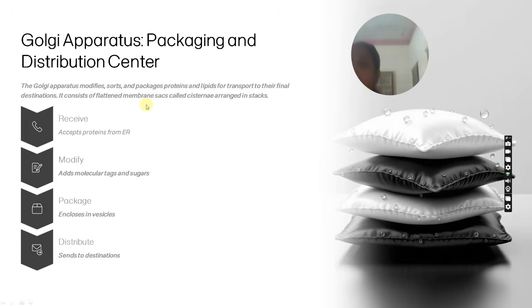Golgi apparatus, packaging and distribution center. The Golgi apparatus modifies, sorts, and packages proteins and lipids for transport to their final destination. It consists of flattened membrane sacs called cisternae arranged in stacks.